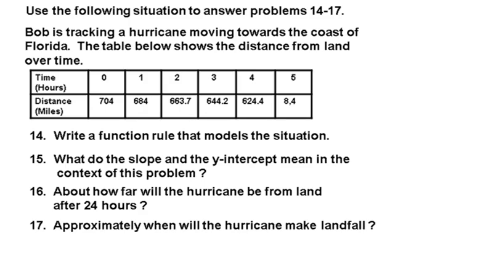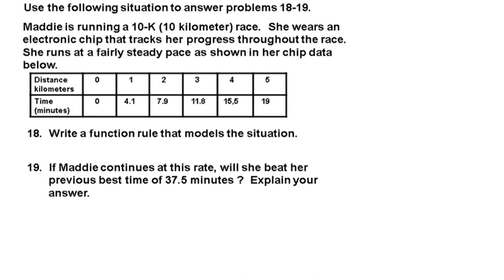Let's go on to do the 18 and 19. Okay, 14 to 17 is this one here about a hurricane tracker. Here we have: use the following situation to answer problems 18 and 19. Maddie is running a 10K, 10-kilometer race. She wears an electronic chip that tracks her progress throughout the race. She runs at a fairly steady pace as shown in her chip data below. Write a function rule that models the situation.